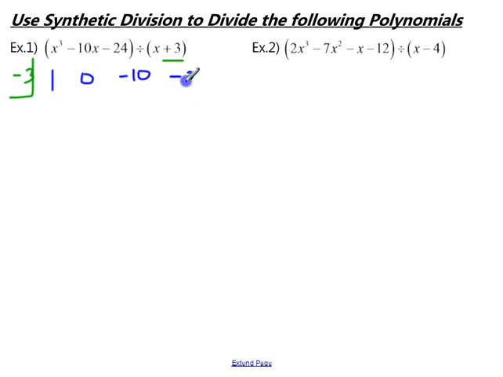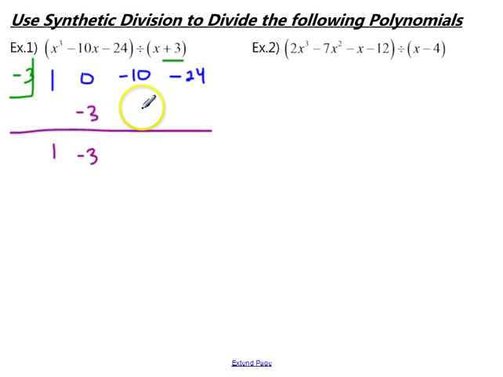And then our constant, negative 24. Then we can go ahead, draw our line, and then start our process. Bring down the very first coefficient, and then we'll start to multiply and then add straight down. So negative 3 times 1 is negative 3, and when you add down we get negative 3.